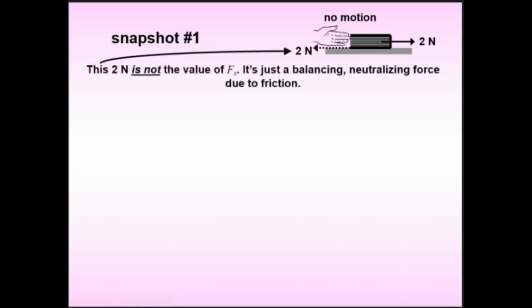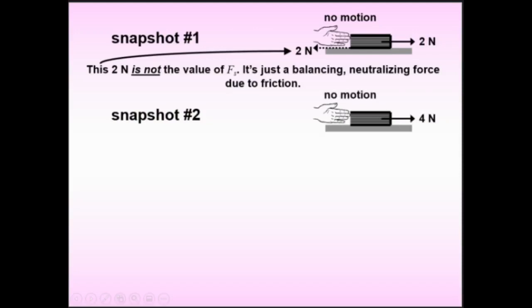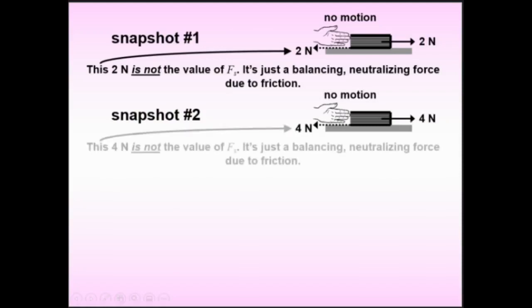This is not Fs, even though it's not moving. Everyone, phones away. Even though it's not moving, this 2 newtons is not Fs, because you don't know if you hit the maximum yet. So what do you do with your force? You keep increasing it. You increase it to 4, yet you see no motion. So you still know, okay, I've got 4 newtons going against me, but I still can't guarantee this is the value for Fs.